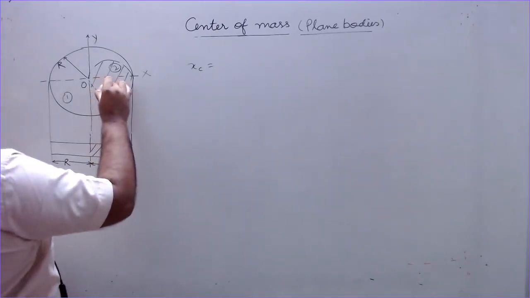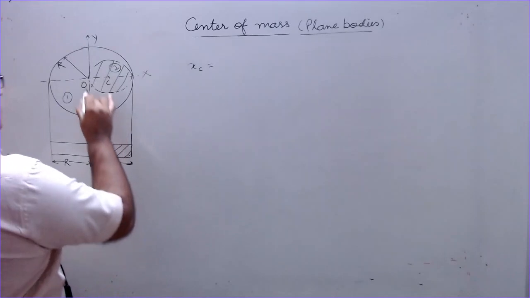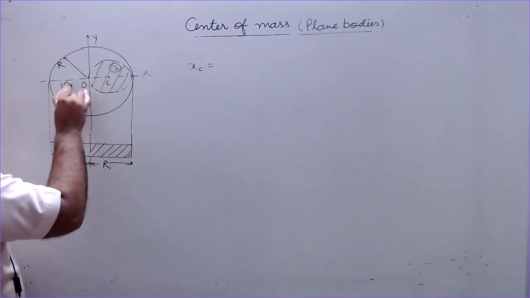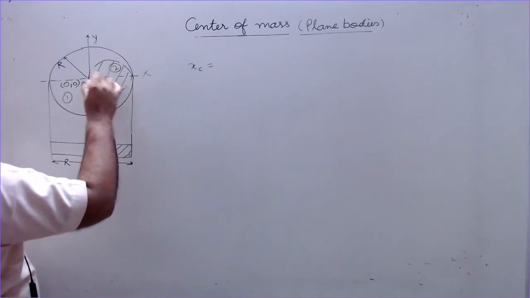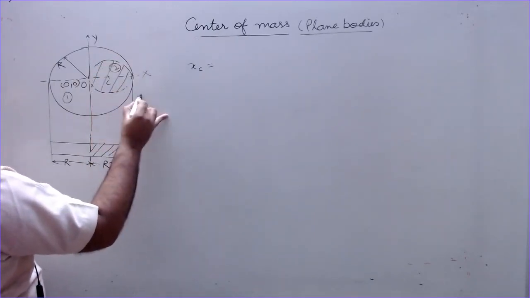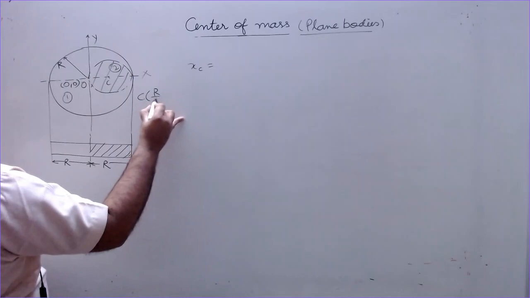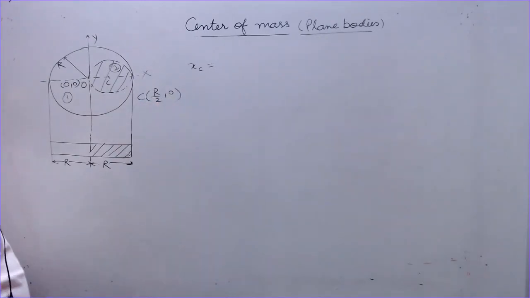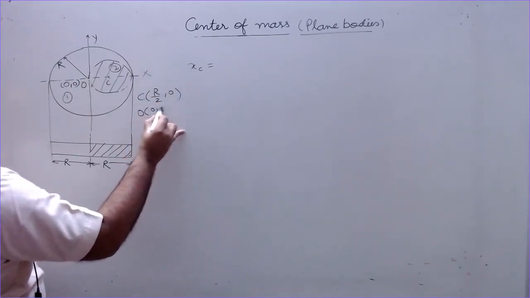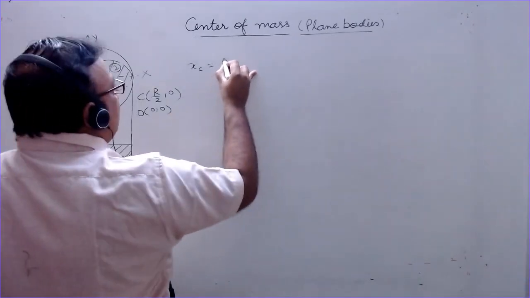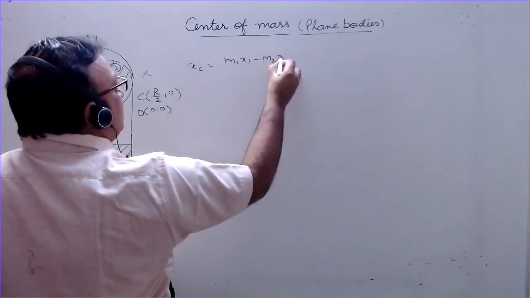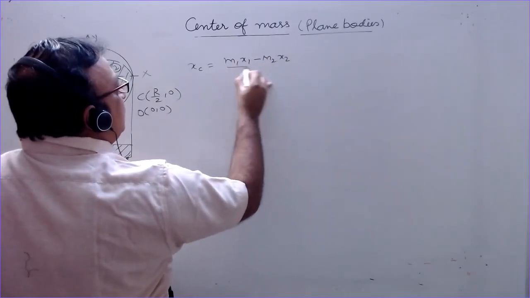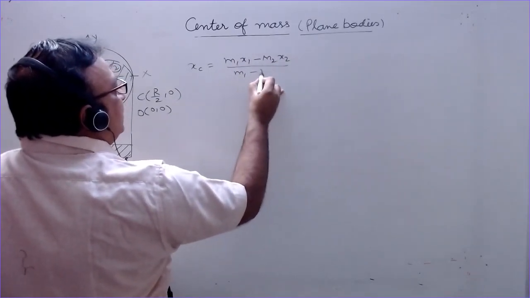Its center is C. O is the origin, having coordinates 0, 0, the center of mass coordinate of the original body, and of the second body the center of mass coordinates are r by 2, 0. So I will write here m1 x1 minus m2 x2, because m2 has been removed out of it, upon m1 minus m2.